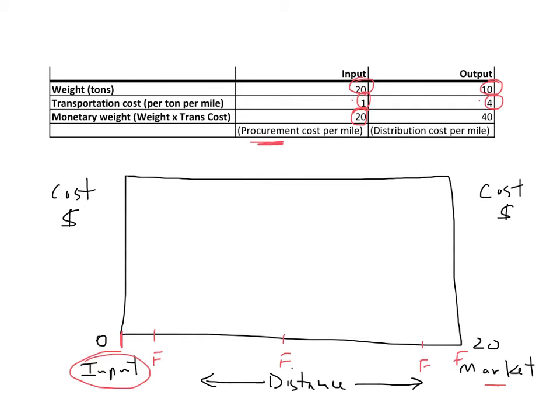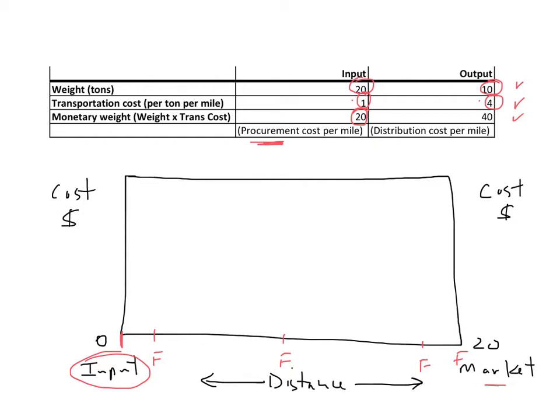Similarly, we can multiply the output weight times the output transportation cost per ton per mile to get the monetary weight of the output. And that monetary weight of the output is really the cost of moving the output 1 mile.